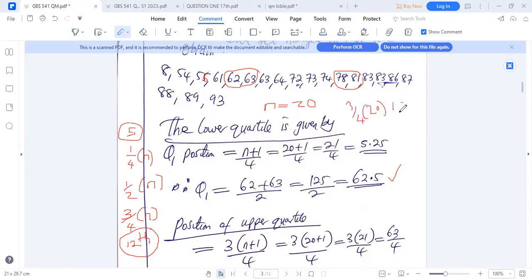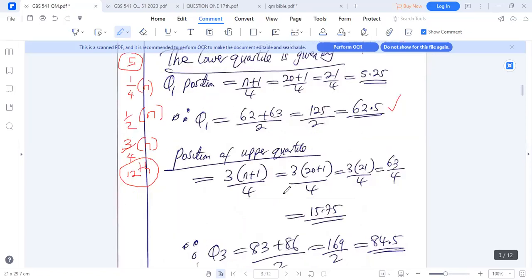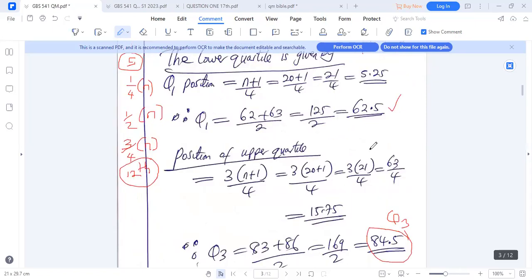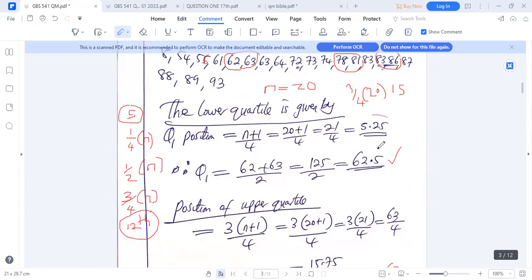So what are we picking? The 15th and the 16th. 1, 2, 3, 4, 5, 6, 7, 8, 9, 10, 11, 12, 13, 14, 15, and 16. All right. So we're picking what? 83 and 86. So 83 and 86, we divide by 2. So that's how we got this 84.5. So this 84.5 is called the Q what? 3. And 62.5 is called the Q what? Q1.